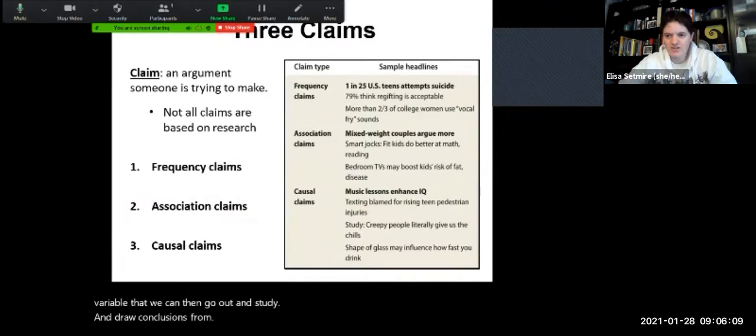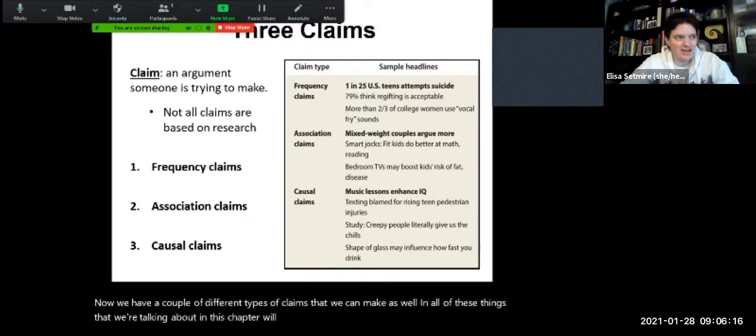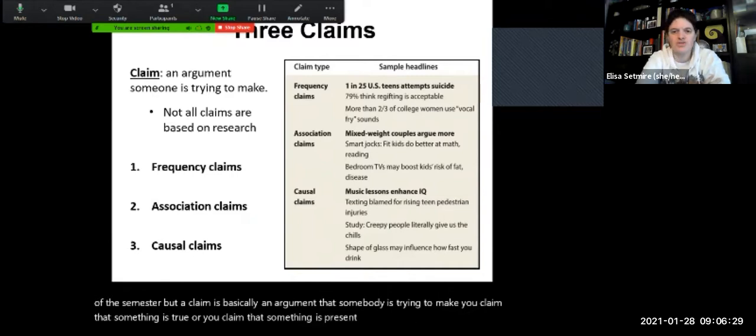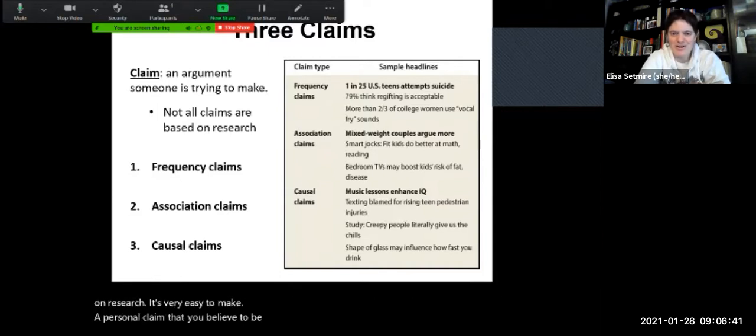Now, we have a couple of different types of claims that we can make as well. And all of these things that we're talking about in this chapter will be built on and come back many times over the rest of the semester. But a claim is basically an argument that somebody is trying to make. You claim that something is true, or you claim that something is present. It's an argument or an assertion that you're making about something in the environment. And not all claims are based on research. It's very easy to make a personal claim that you believe to be true, but we're trying to embrace the scientific research mentality in this course.